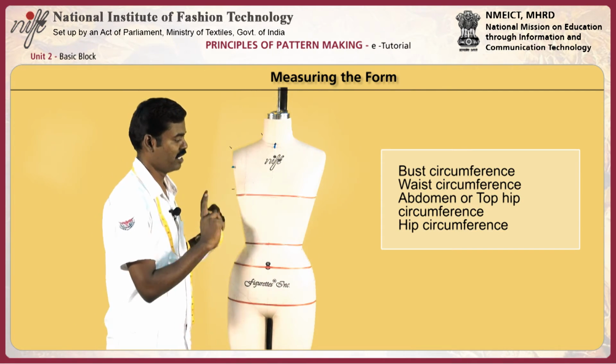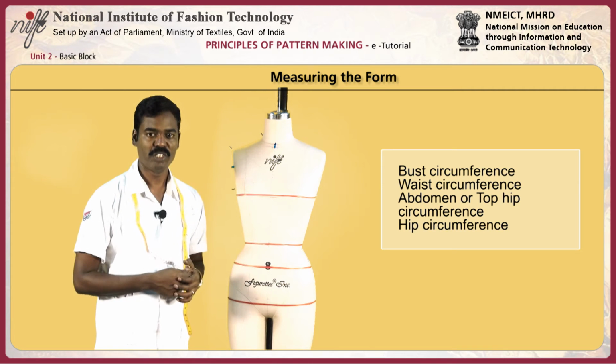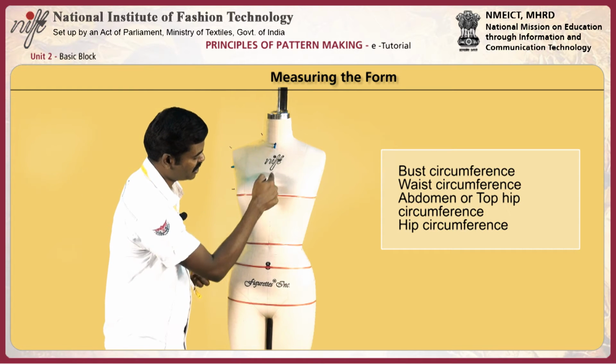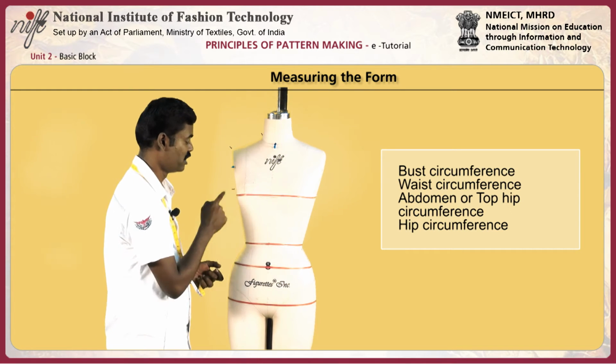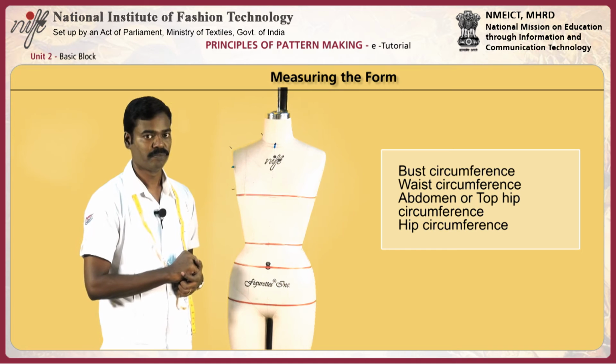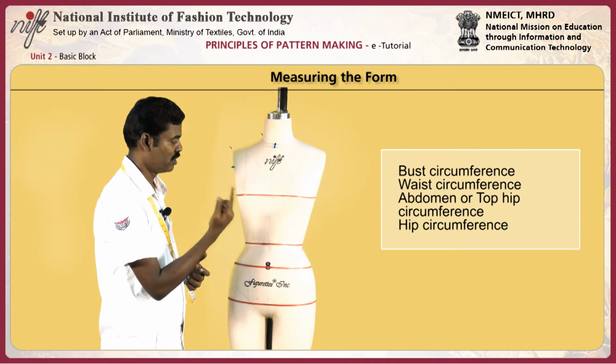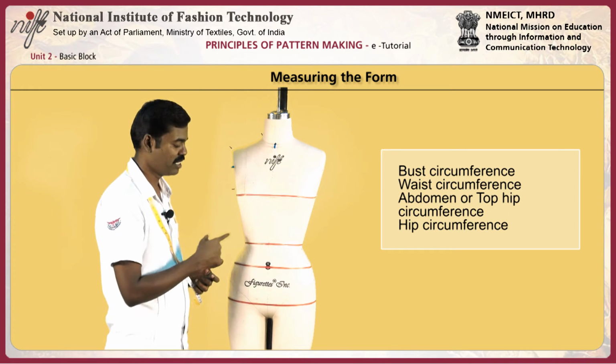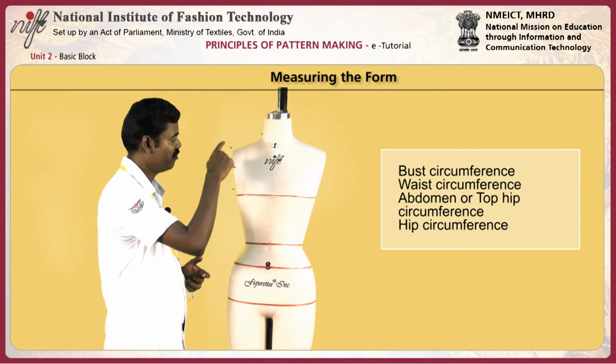Circumference measurements have to be taken all around the body. Arc measurement is taken from the center line to the side seam. First you take the circumference measurements, then horizontal measurements, then vertical measurements.